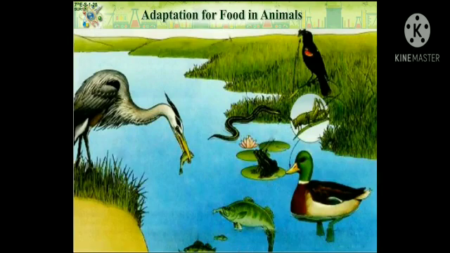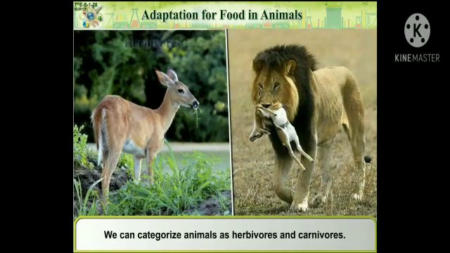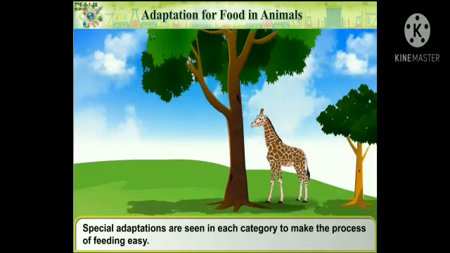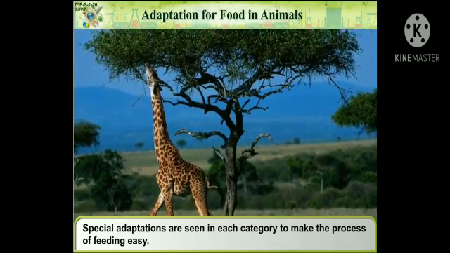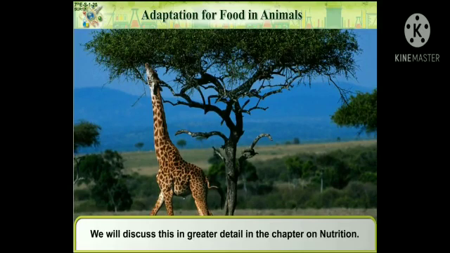Adaptation for food in animals. We can categorize animals as herbivorous and carnivorous. Special adaptations are seen in each category to make the process of feeding easy. We will discuss this in greater detail in the chapter on nutrition.